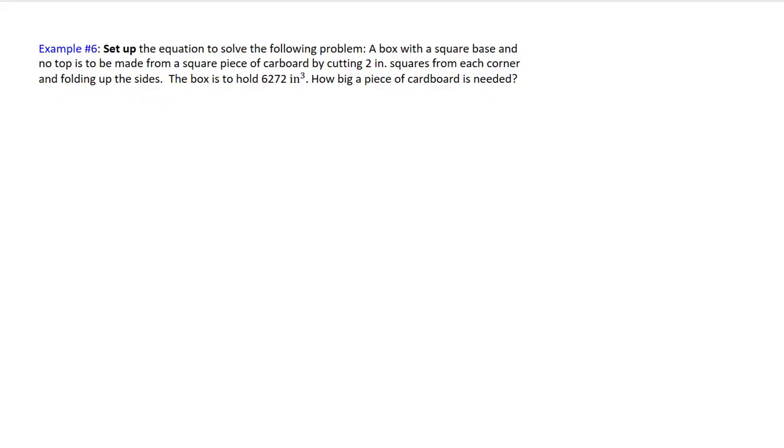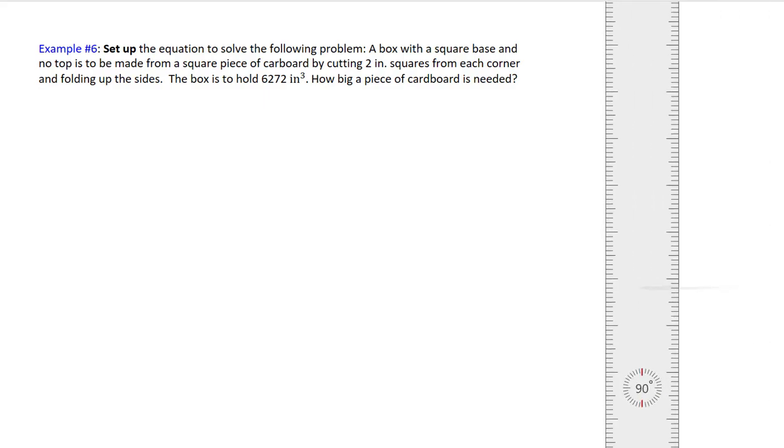A box with a square base and no top is to be made from a square piece of cardboard by cutting 2-inch squares from each corner and folding up the sides. The box is to hold 6,272 cubic inches. How big a piece of cardboard is needed?